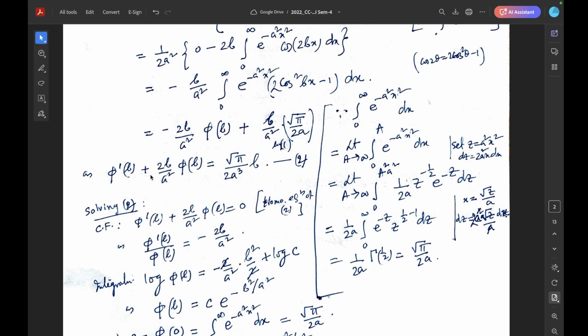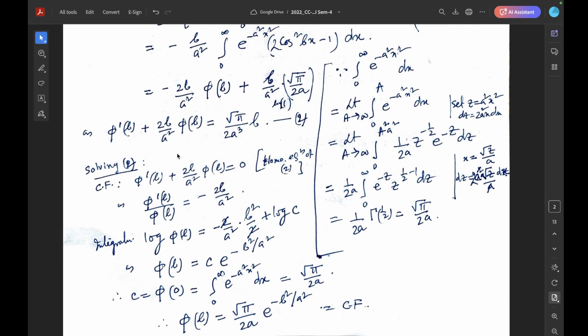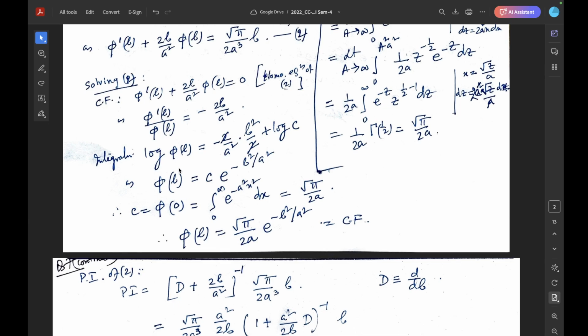So phi dash b plus twice b by a square phi b is equal to root pi by 2a cube into b, and the corresponding homogeneous equation we want to solve for phi b, so right hand side equal to 0, corresponding homogeneous equation. So phi dash b by phi b equal to minus 2b by a square. Integrating we get log phi b equal to minus b square by a square, plus log c, c is an arbitrary constant. So phi b equal to c e to the power minus b square by a square. Then c equal to phi 0 when b equal to 0, so this equals e to the power 0, 1, so phi b equal to phi 0 equal to c.